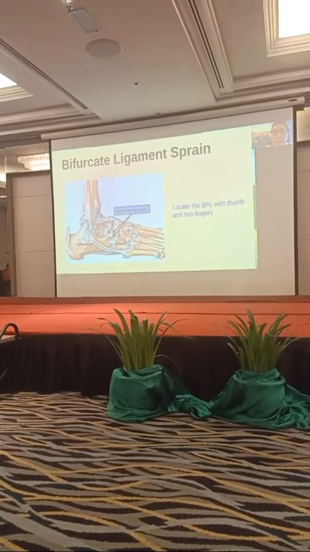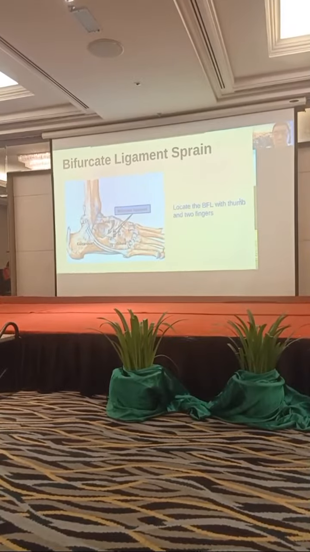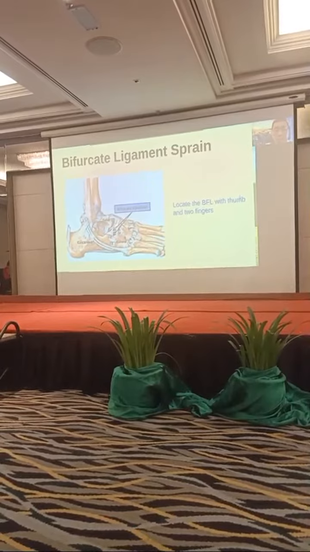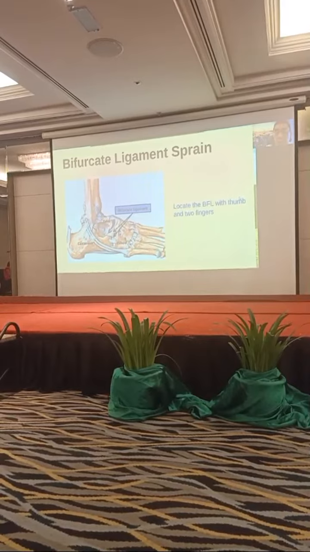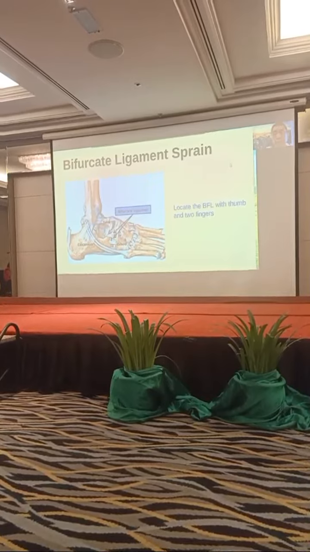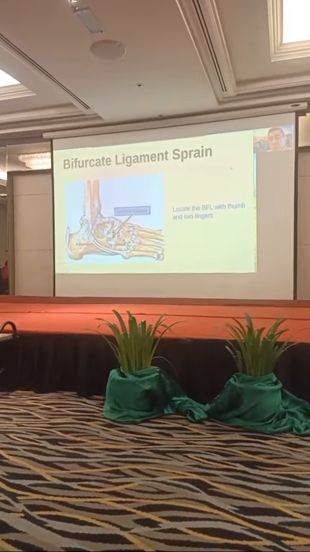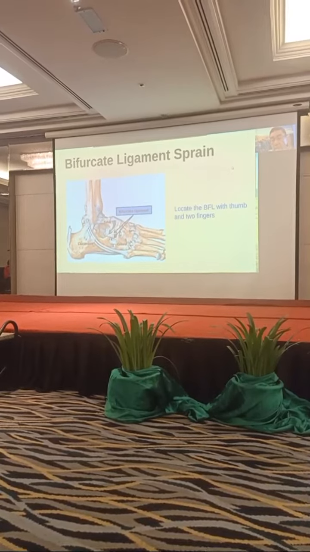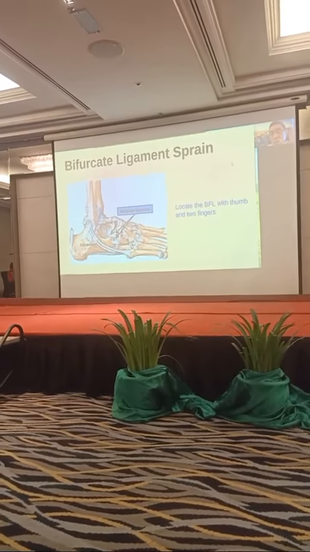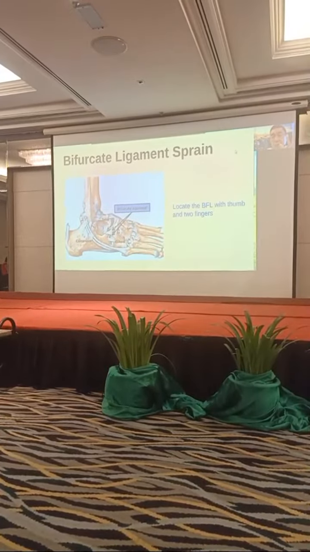Next is the bifurcated ligament. As you can see in this diagram, the bifurcated ligament is located at the anterior process of the calcaneum, and it consists of two ligaments that branch out. That's why it's called a bifurcated ligament. It is useful to learn how to locate it with your thumb and two fingers. What you do is place your thumb on the lateral malleolus and the middle finger on the fifth metatarsal. Where your index finger comes to rest naturally is where the bifurcated ligament is located.